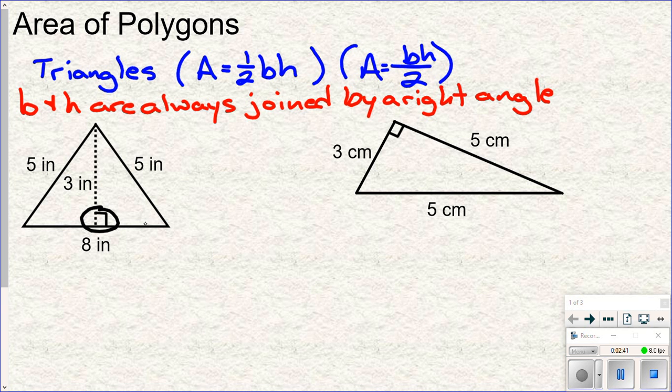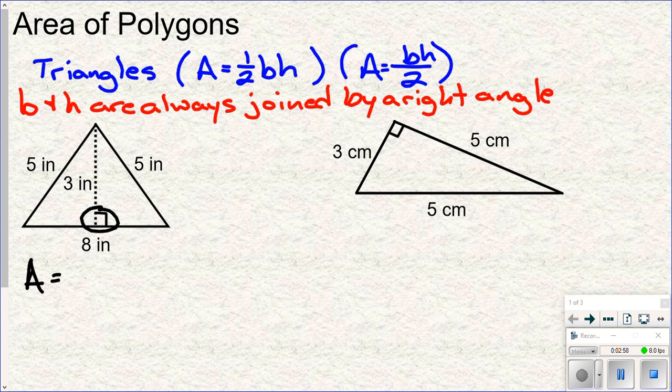Now it doesn't matter which one of these you call the base and which one you call the height. I know a lot of people get confused by that. All you're going to do is multiply those two numbers together, so it doesn't matter which one you call B and which one you call H. All right, so the base and the height are 8 and 3.